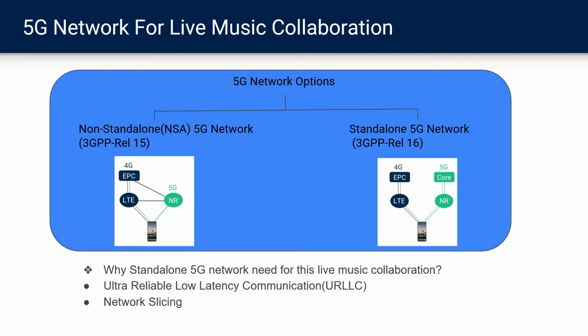Let's look at how 5G is involved in our project. So, let's look at the importance of 5G network for our project. Compared to 4G technology, 5G consists of some key features that make live music collaboration a possibility. 5G networks have different architectures. Basically, they can be divided into non-standalone and standalone 5G networks. Standalone 5G network architecture is a completely new architecture, and only it can provide key features such as ultra-reliable low latency and slicing, which make live music collaboration feasible.